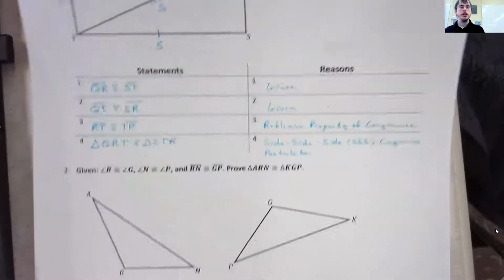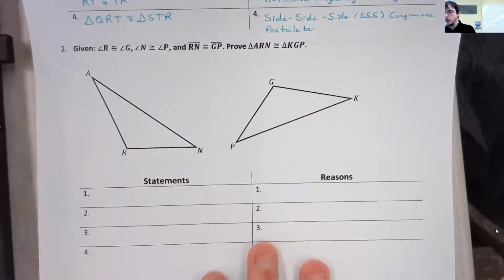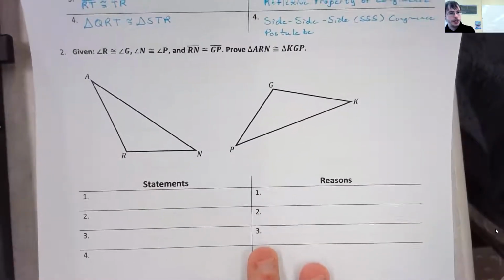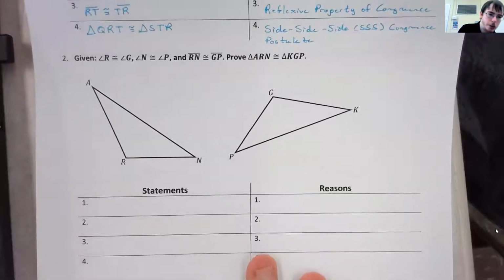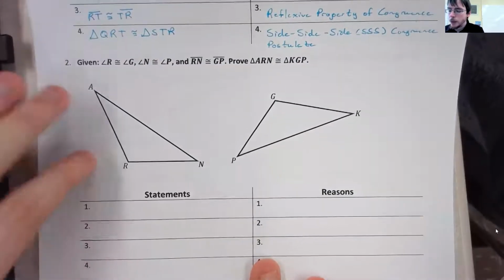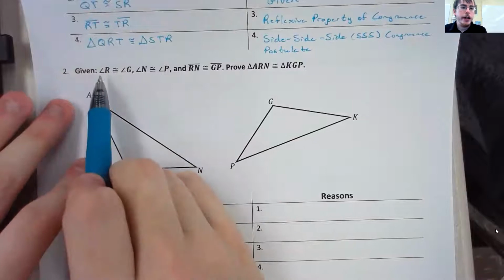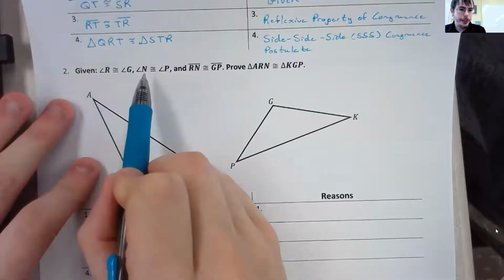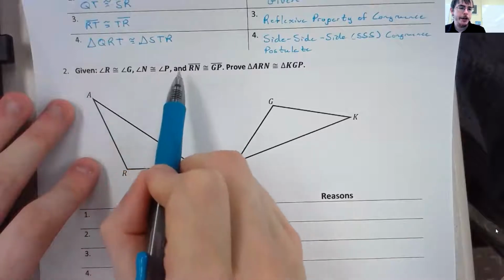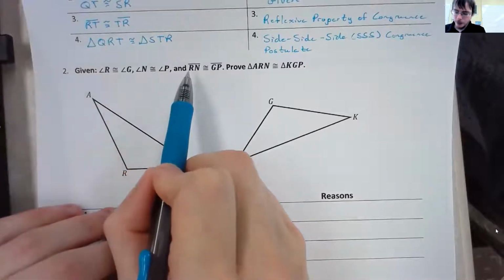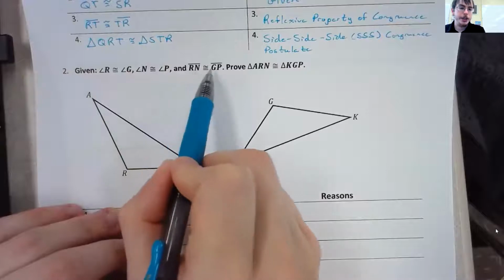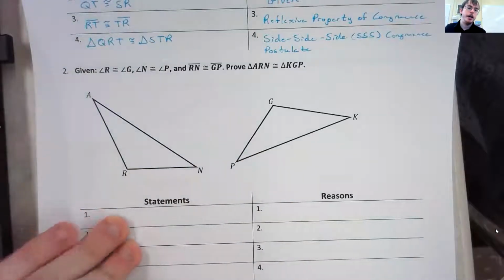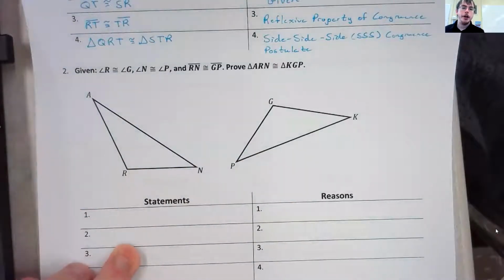Okay, so let's look at number 2. And if you want to, you can try it on your own and come back to the video, or not. So it says given angle R is congruent to angle G, angle N is congruent to angle P, and line segment RN is congruent to line segment GP. Prove triangle ARN is congruent to triangle KGP.